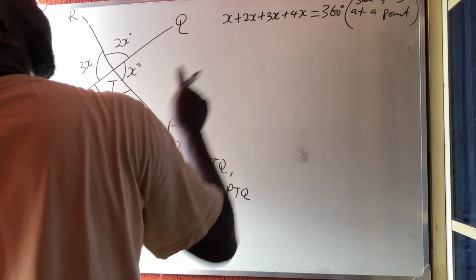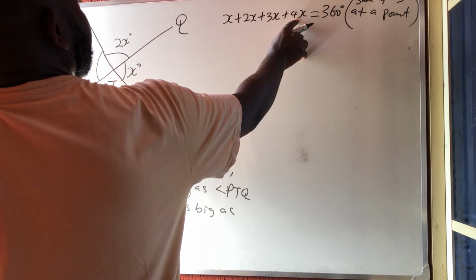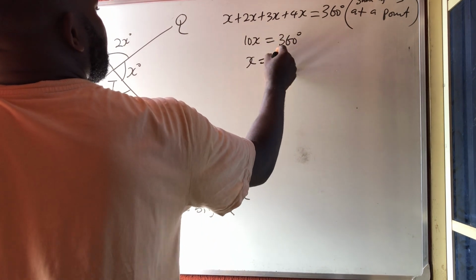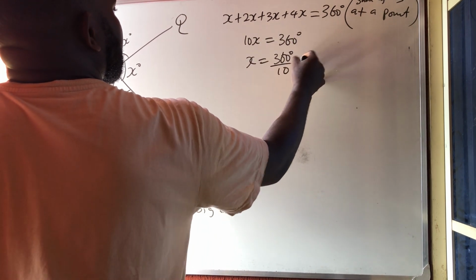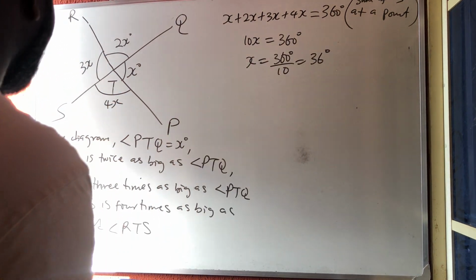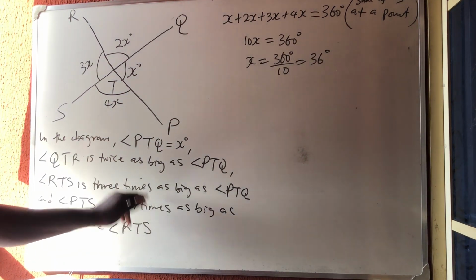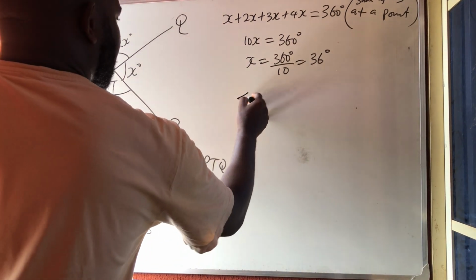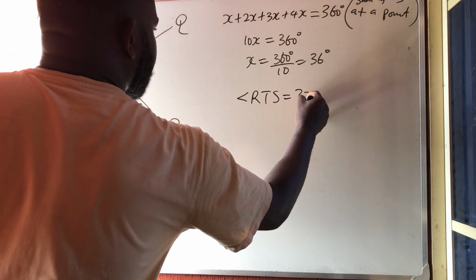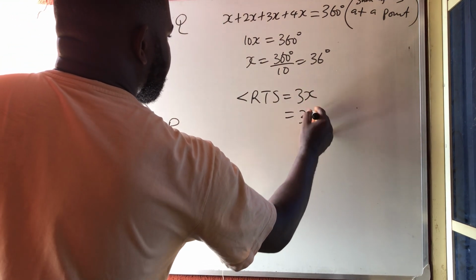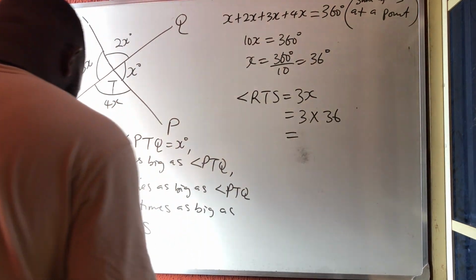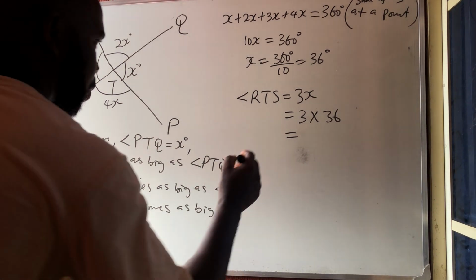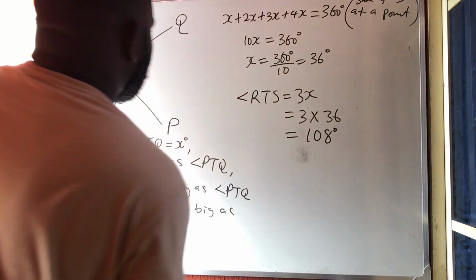So let us add now. This is 5, 9, 10. So this is 10x is equal to 360 degrees. So therefore, x is equal to 360 degrees divided by 10, which is 36 degrees. But I'm not looking for x. They say we should find angle RTS, which is 3x. You tell them that angle RTS is equal to 3x, which is 3 times 36, which is 108 degrees. As simple as that.